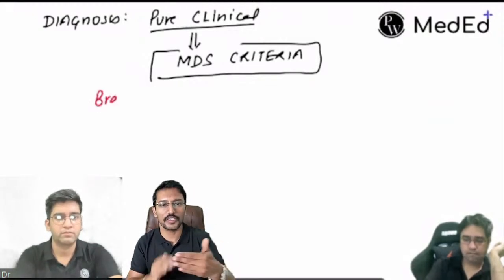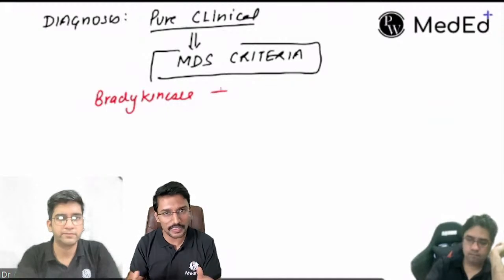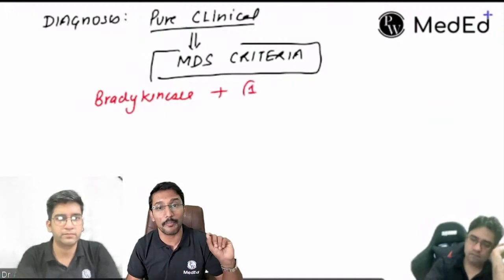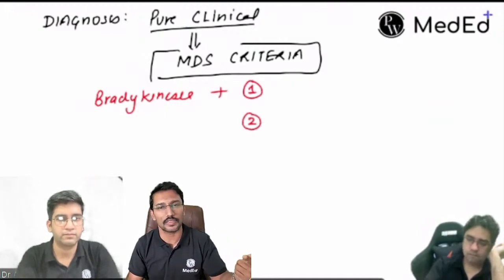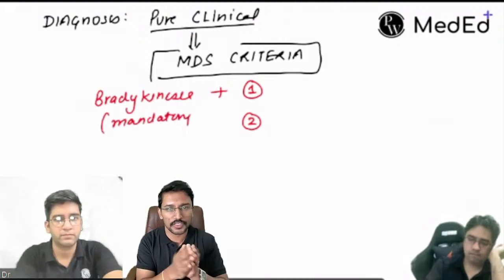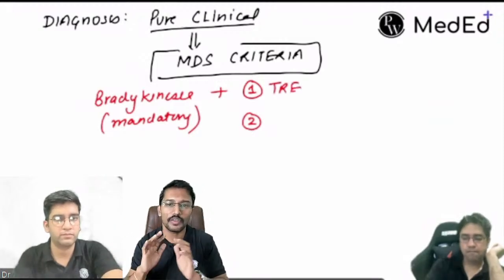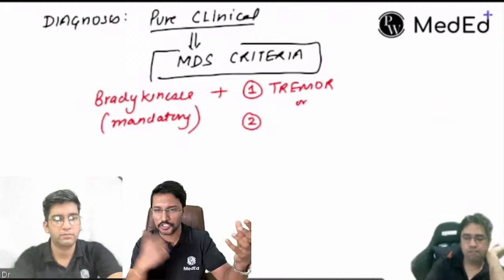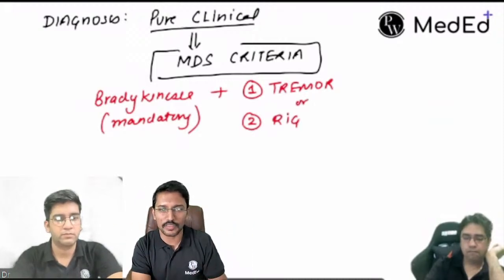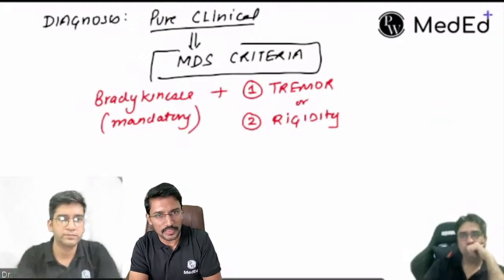So bradykinesia is the most important symptom. There was an MCQ in one of the INI-SS exams asking which of the following is considered a mandatory symptom for diagnosis of Parkinson's disease. The answer is straightforward. It has to be bradykinesia. Bradykinesia plus either tremor or rigidity. One of the two, tremor or rigidity. So if you have bradykinesia and tremor, you can make a diagnosis of Parkinson's disease. Or if you have bradykinesia and rigidity, you can make the diagnosis of Parkinson's disease.